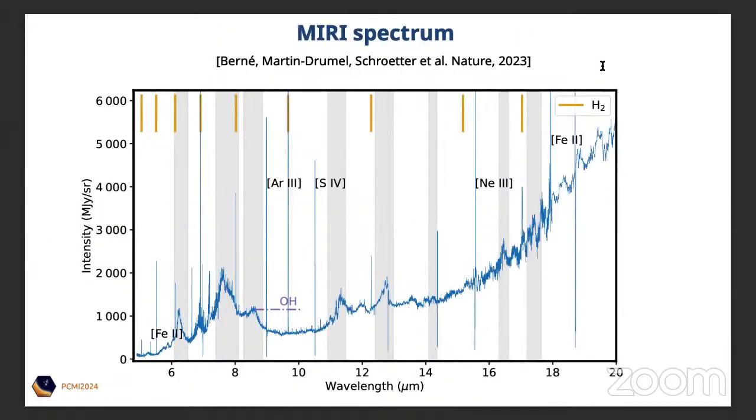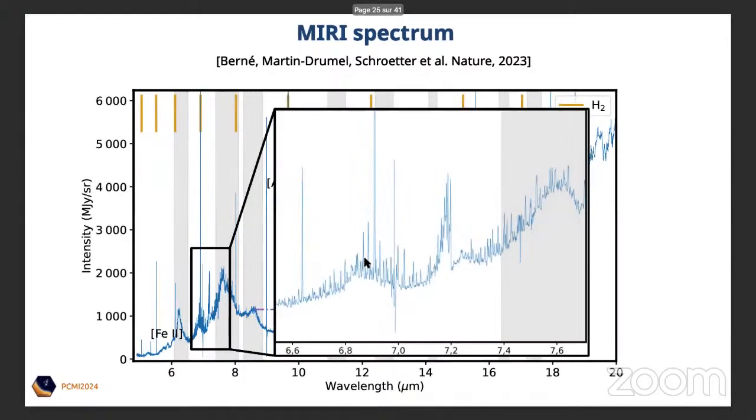For the mid-infrared spectrum that you've already seen just before, again from 5 micron to 20 micron, you have in the gray area the position of the PAHs, the polycyclic aromatic hydrocarbons. You see that they are present here, and almost everything in this spectrum was expected in this kind of environment. But in this specific area around 7 micron, if we zoom in, we can see there is a signature that we couldn't understand at first.